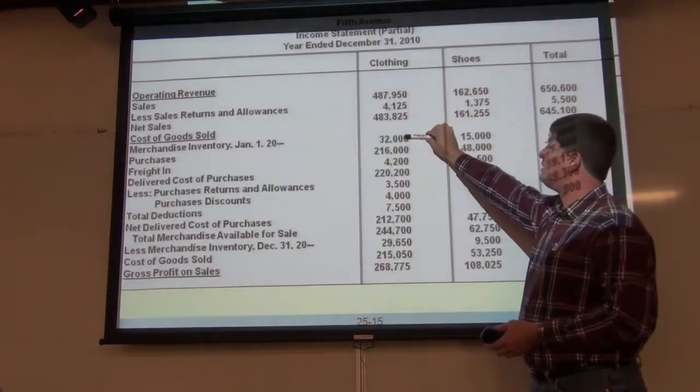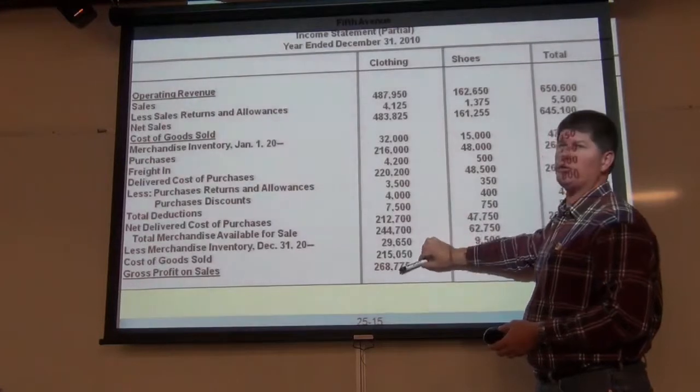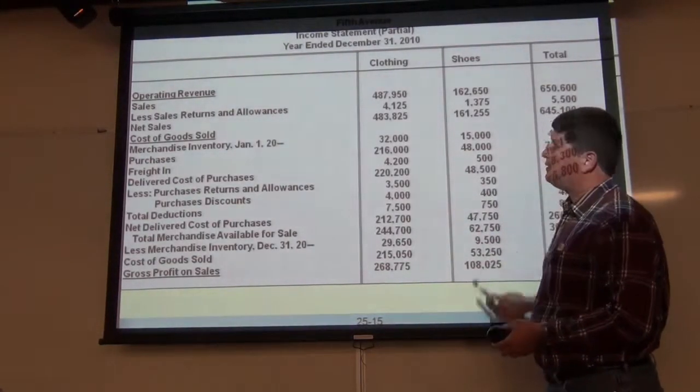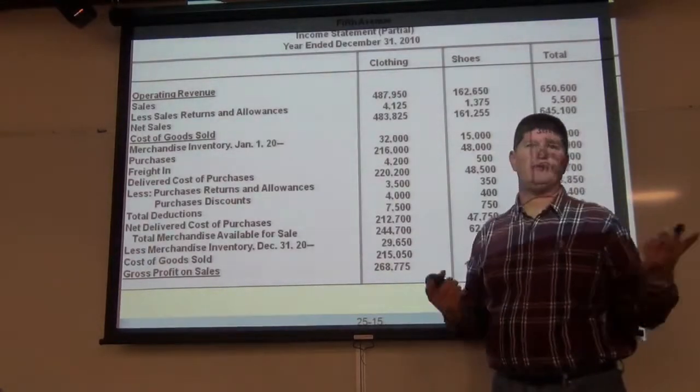Cost of goods sold, same thing. All of these are recorded in their own general ledger account. Park them on your income statement for each of the 2 departments. Calculate cost of goods sold and gross profit.